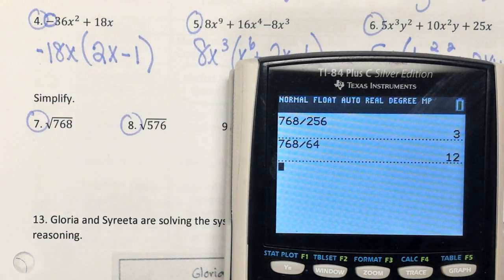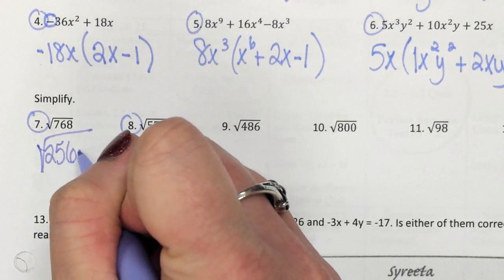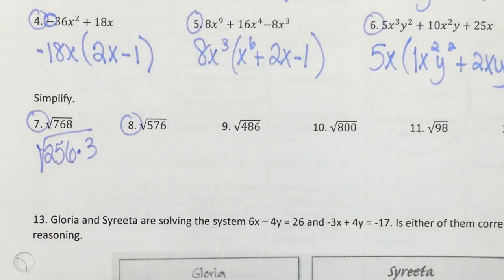So we're going to do the 256. And then 256 times 3. Did I change the meaning? Do I still have 768? Yeah, it's just 256 times 3.